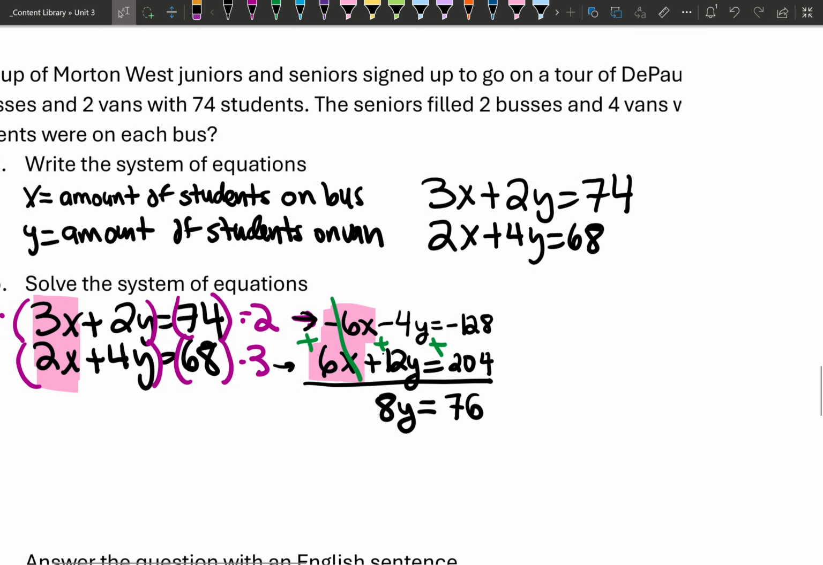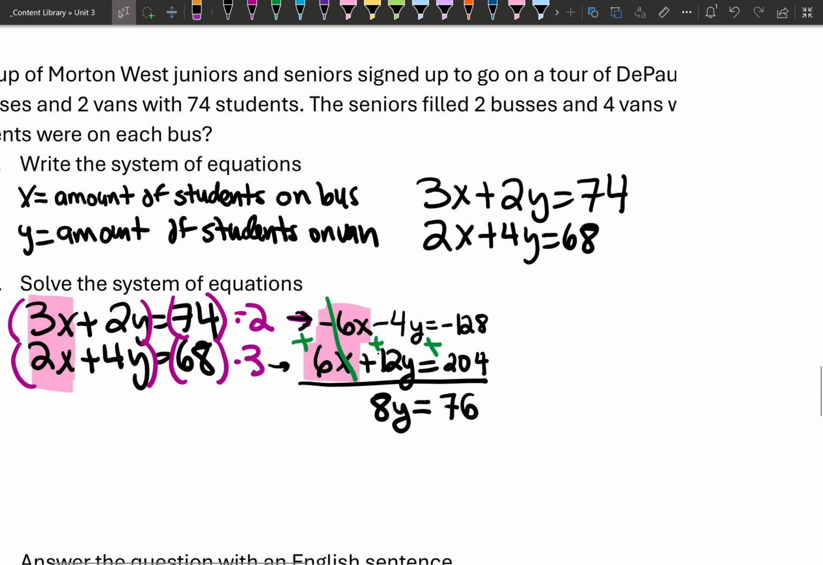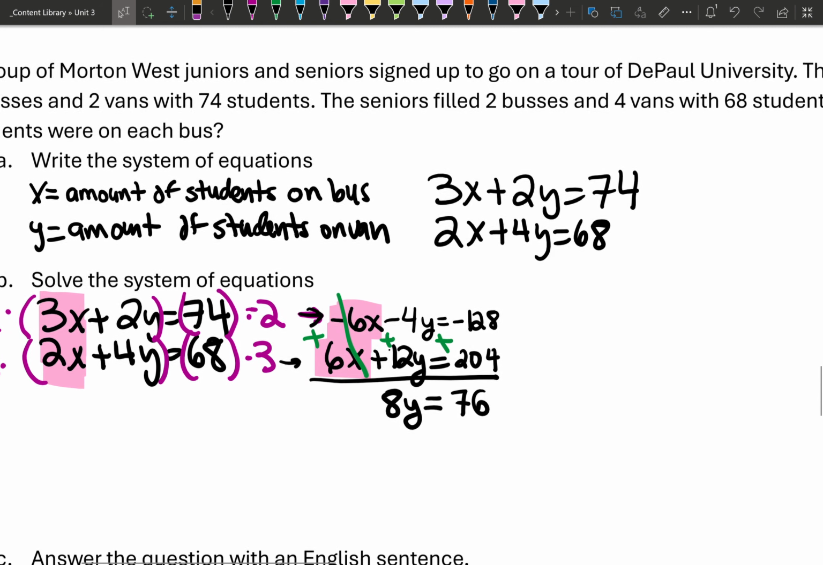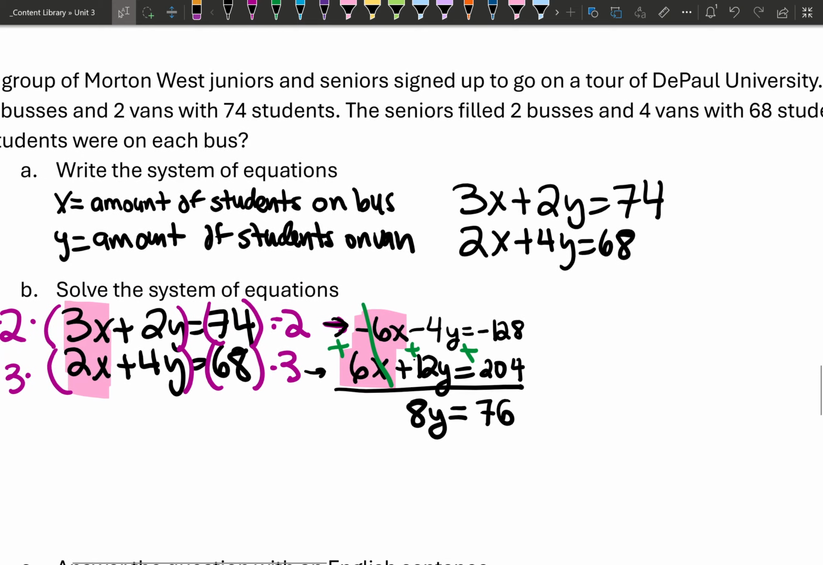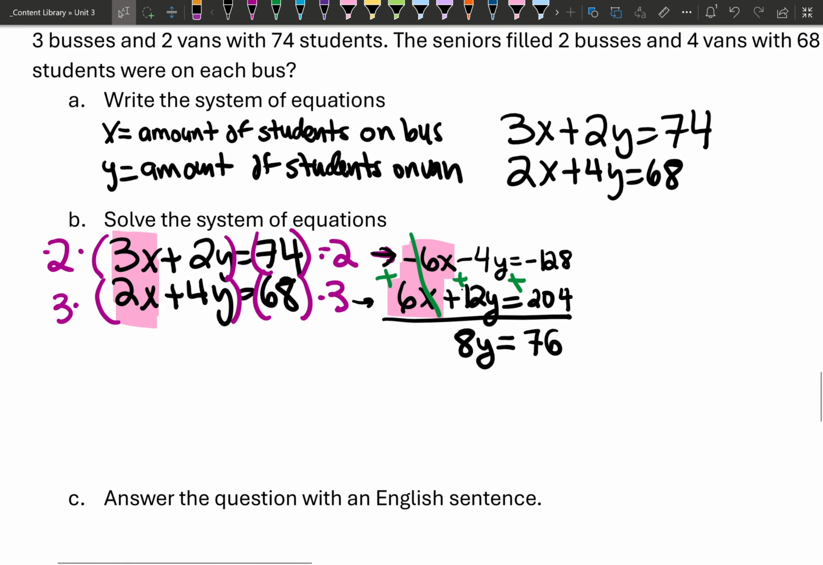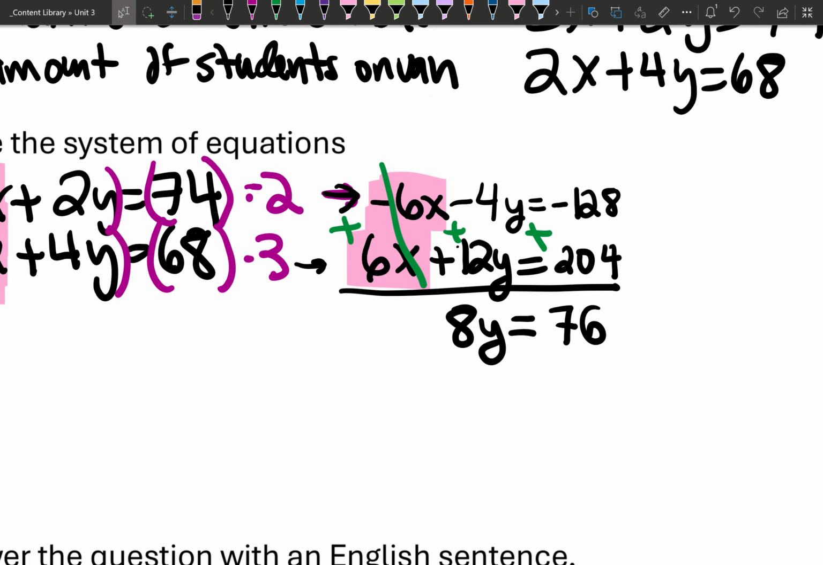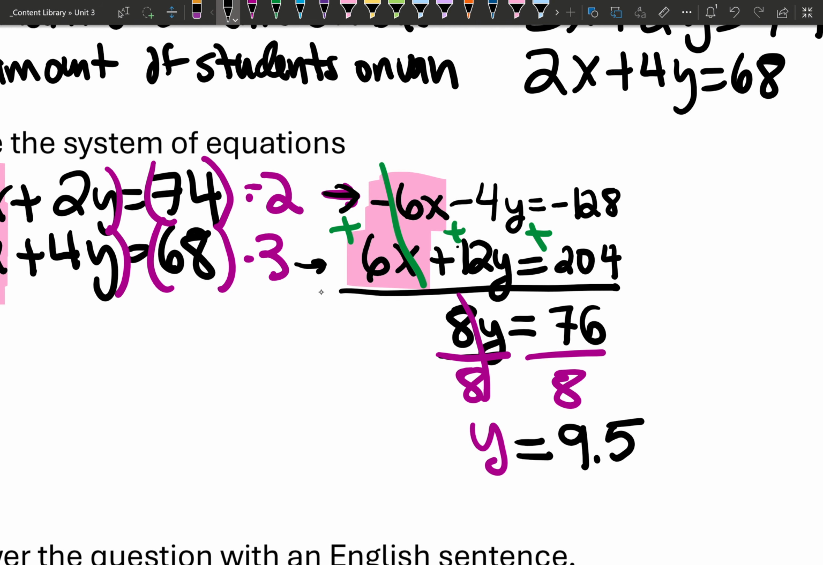4 vans. Was it really 68? It was. 3 buses, 2 vans, 74. Oh well. We still get a pretty decent number. 76 divided by 8 is 9.5. I thought I made a mistake, but I guess I didn't. I just made a mistake creating the problem. And you know what? That's fine. It's okay not to have whole numbers. Y equals 9.5.